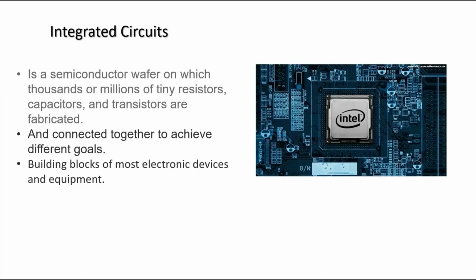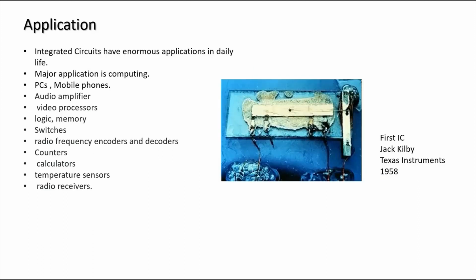ICs are actually semiconductor wafers in which millions and trillions of components like resistors, capacitors, and transistors are fabricated. ICs are the building blocks of most electronic devices, so they are also known as the heart or brain of electronic devices. Then applications of ICs. ICs have enormous applications in our daily life.